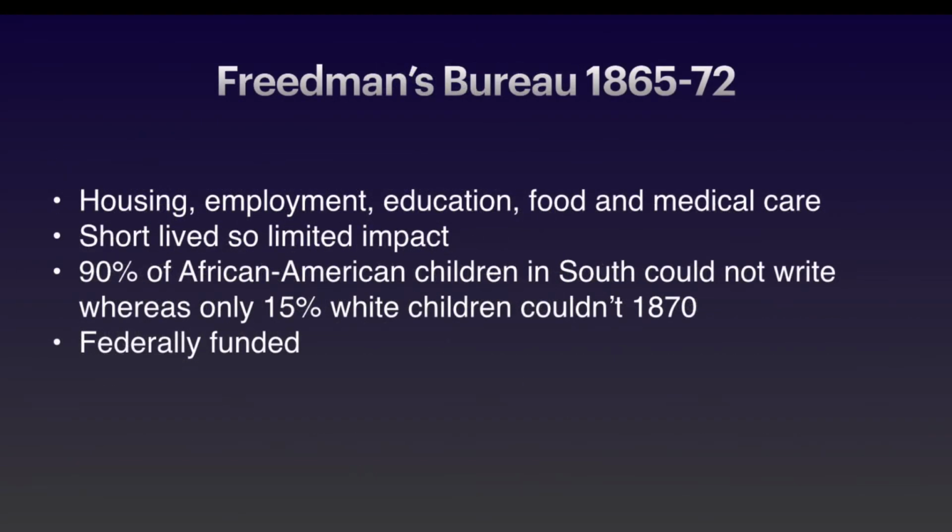The Freedmen's Bureau, established in 1865, served to help integrate former slaves into American life. This meant providing housing, employment, education, food, and medical care. However, its impact was short-lived as it lost federal funding and was closed in 1872. Also, in 1870, so 5 years after it had been established, 90% of African American children still could not read or write, whereas only 15% of white children couldn't read or write.